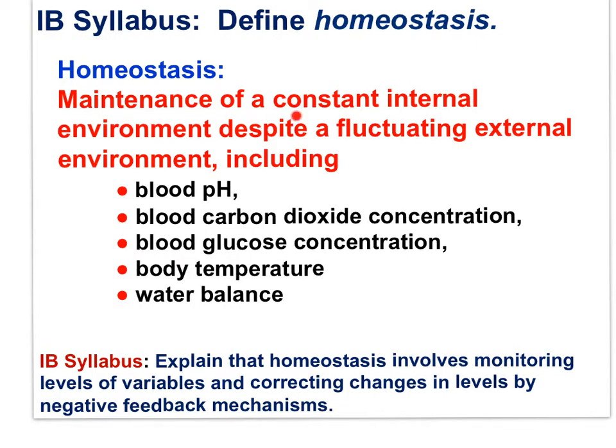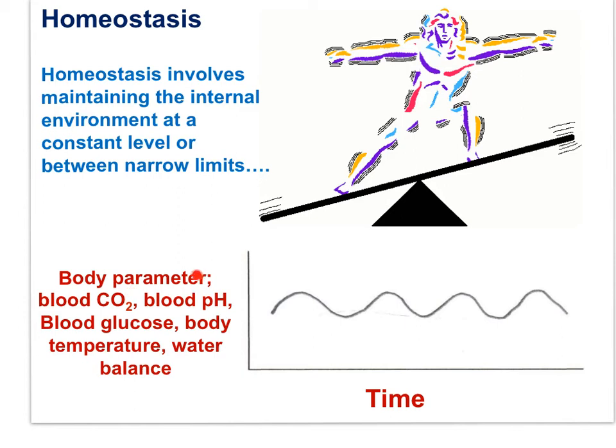Homeostasis is the maintenance of a constant internal environment despite a fluctuating external environment, and it includes blood pH, blood carbon dioxide concentration, blood glucose concentration, body temperature, and water balance, among others. Body parameters such as blood carbon dioxide, blood pH, blood glucose, among the others, are under the control of negative feedback mechanisms, and this results in the maintenance of homeostasis.